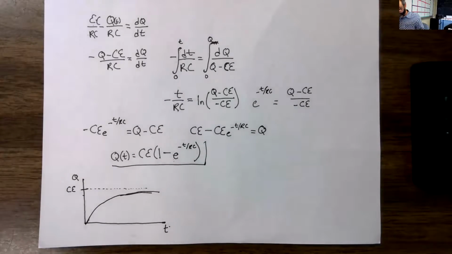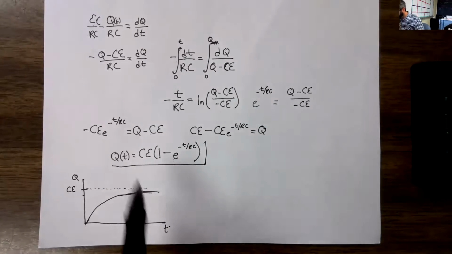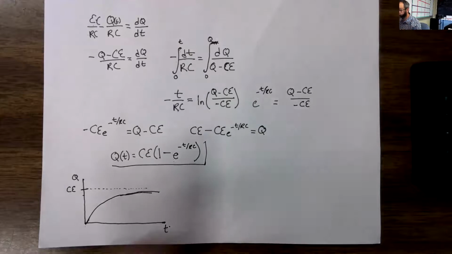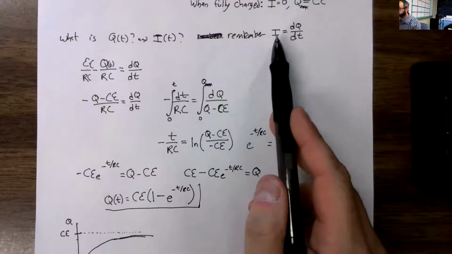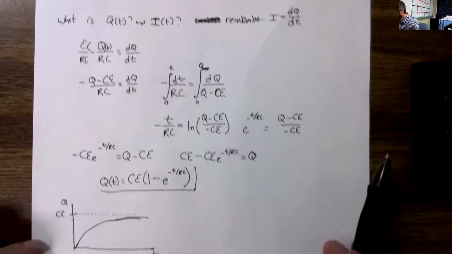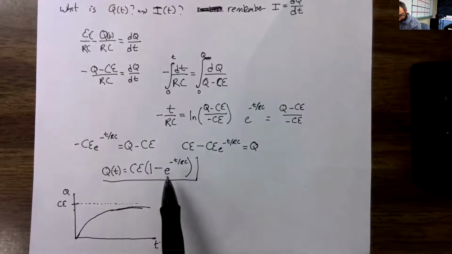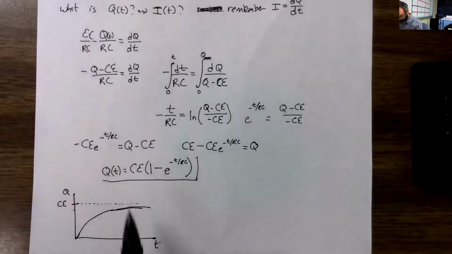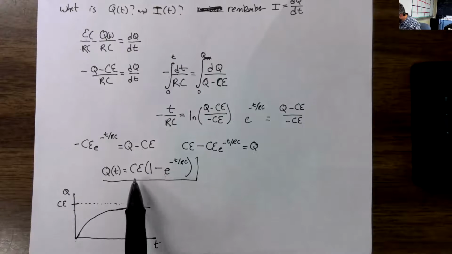The other thing we want to look at is what happens to the current. And once we know the charge, the current's pretty easy to calculate because remember, the current is just the derivative of the charge. So all we have to do is take the derivative of this function.